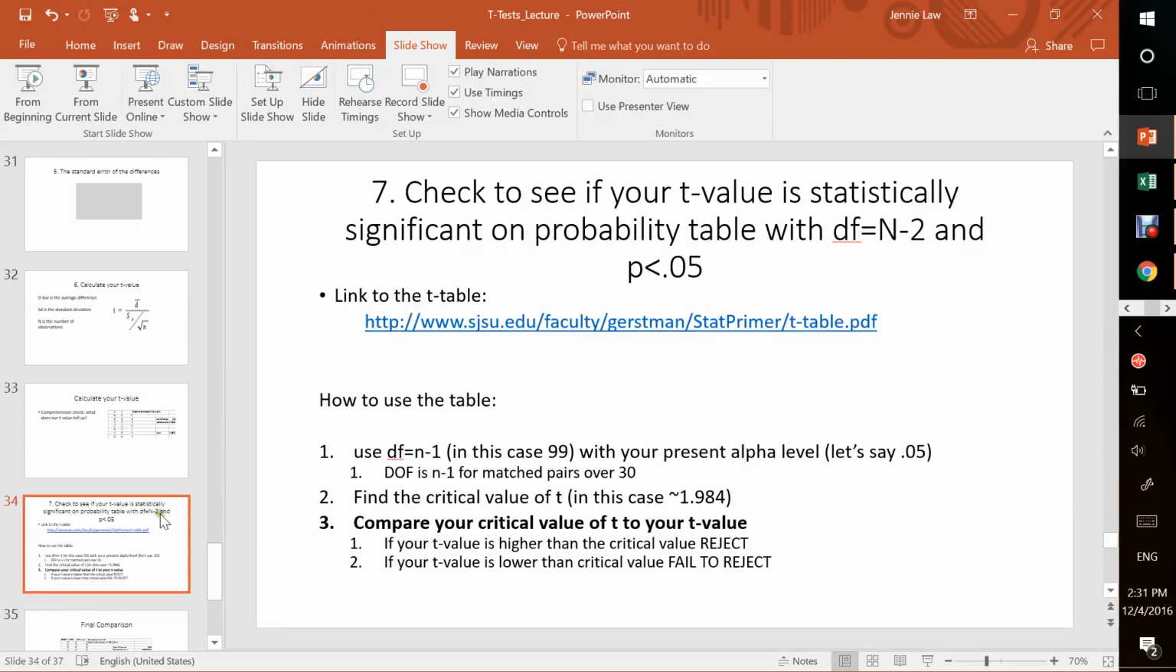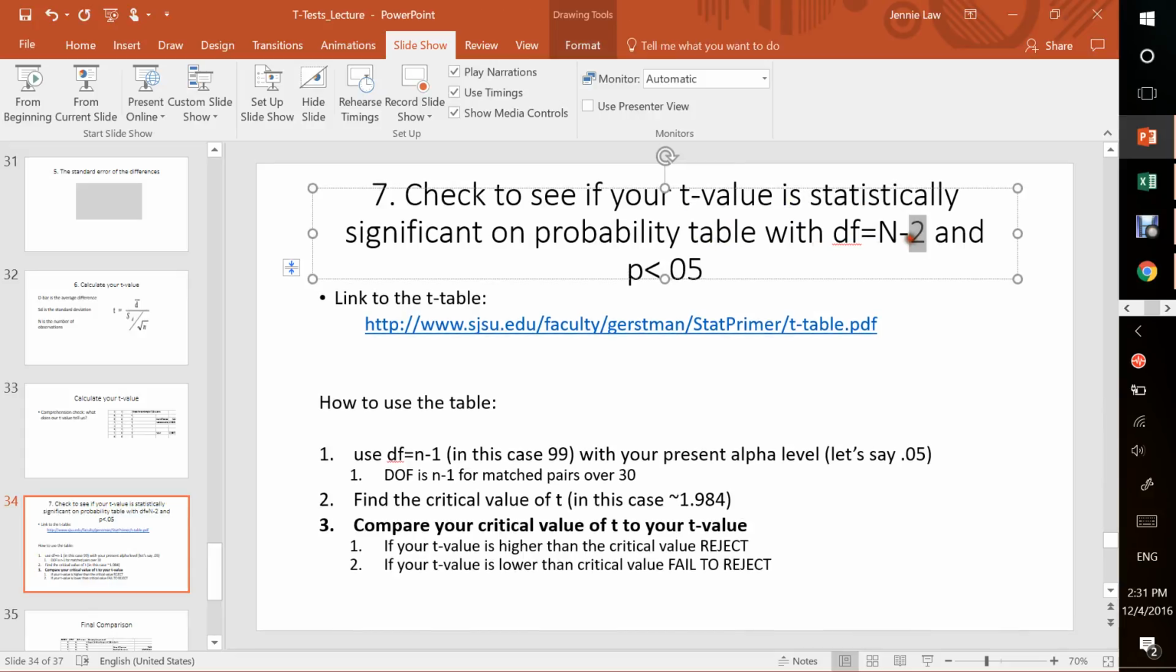The next thing that we're going to do is to check to see if our t-value is statistically significant on a probability table with degrees of freedom n-1. Now, why are we using degrees of freedom n-1? Well, we have over 30 observations, so we don't need to make an adjustment there. And we're actually only looking at the one variable. We're looking at the differences. So that's just one variable. We're not actually looking at 2 variables there. So we would just make an adjustment of n-1 to get our degrees of freedom.